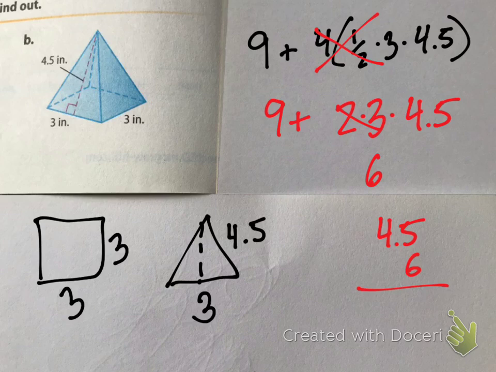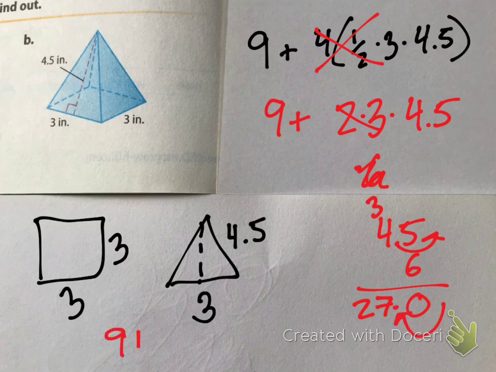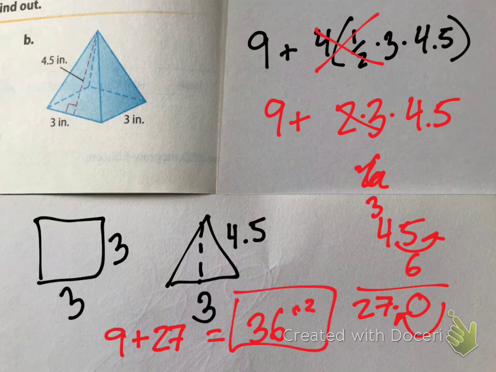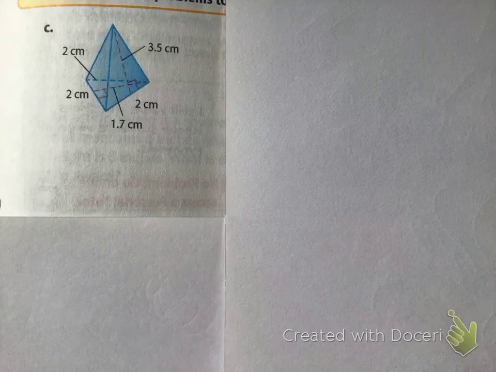We get 6 times 5 is 30. 6 times 4 is 24. Plus 3 makes it 27. And we have our 1 over there. So 1 here. So we get 9 plus 27. And 9 plus 27 is 36 inches squared. Excellent. Not so hard, is it?